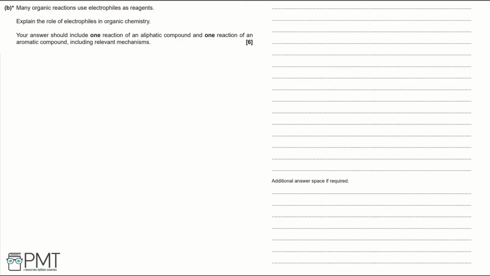Part B. Many organic reactions use electrophiles as reagents. Explain the role of electrophiles in organic chemistry. Your answer should include one reaction of an aliphatic compound and one reaction of an aromatic compound, including relevant mechanisms. There are 2 mechanisms you'll learn about at A level that involve electrophiles. The first is electrophilic addition, and it's between an alkene and a halogen or a hydrogen halide.